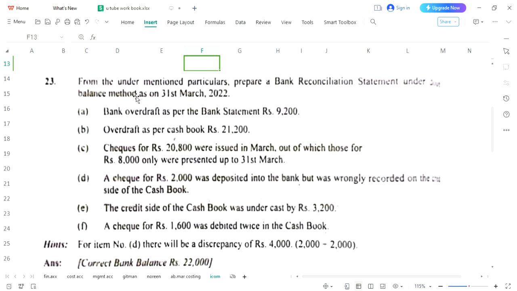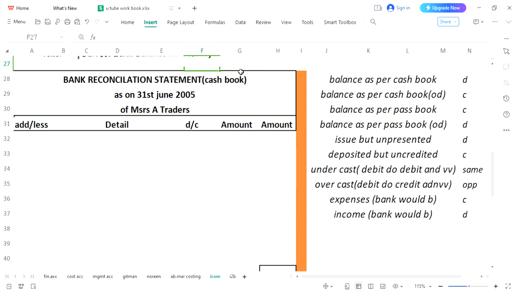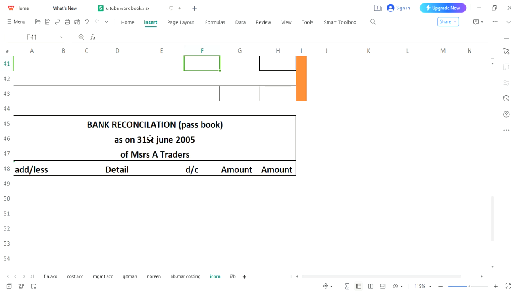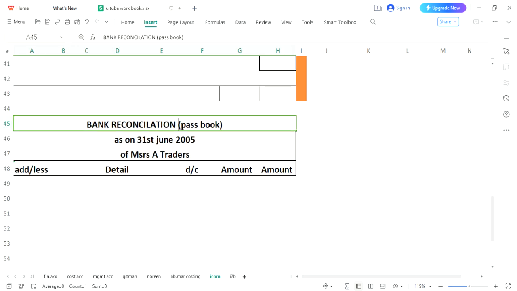Same double balance method is the target, and you can see that in the first two entries there are two balances given. Bank statement balance, meaning passbook, and cash book balance are both given. So two balances in a single question. That is why it is called double balance method. In the previous question we understood that we'll make two BRS statements, first for cash book and second bank reconciliation statement for passbook. Here the statement is missing. Let's write it down.